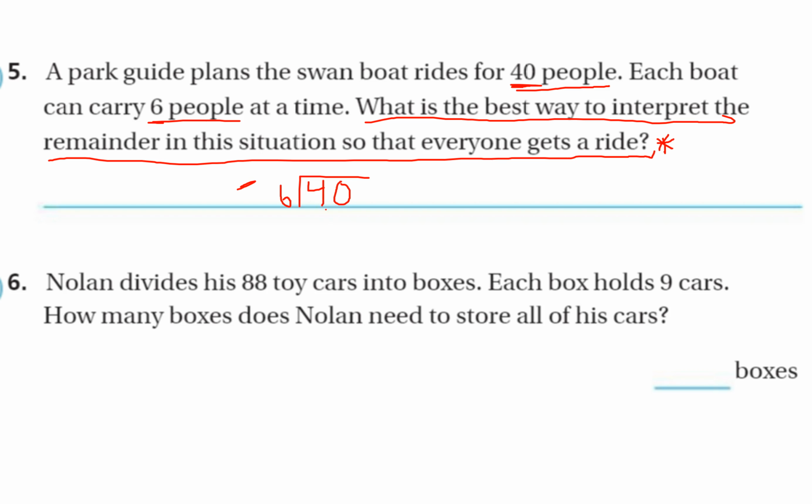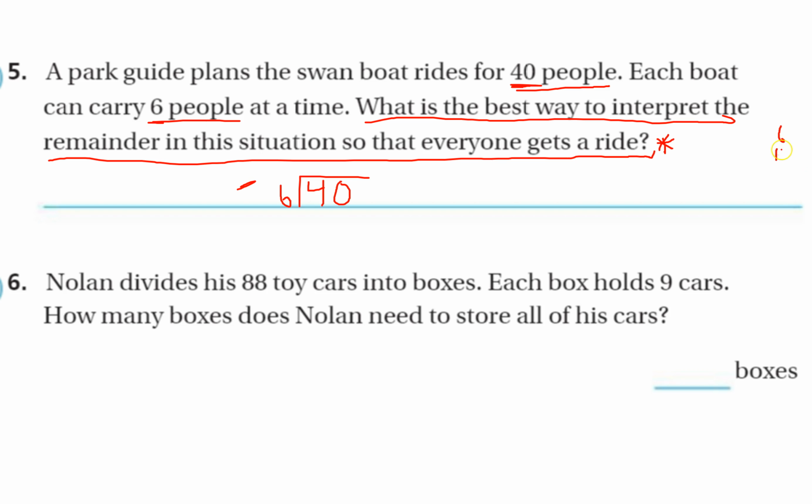Use your multiples, count by 6s. 6, 12, 18, 24, 30, 36. If I do another 6, that'll be up to 42, and 42 is bigger than 40. So I go back to 36. How many 6s was that? Well, let's see. I'm going to write it out over here.